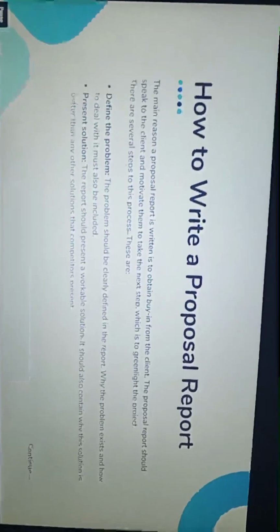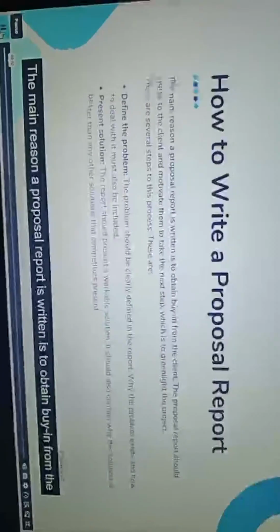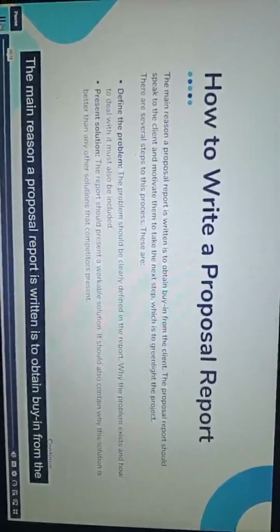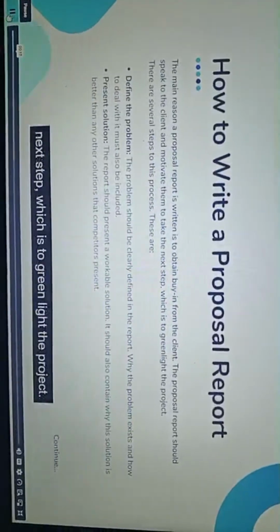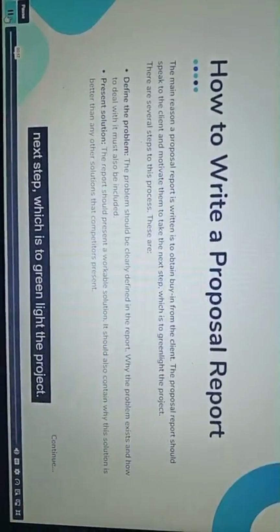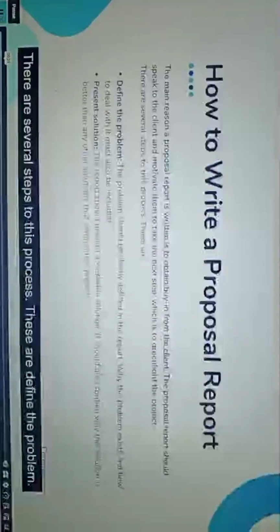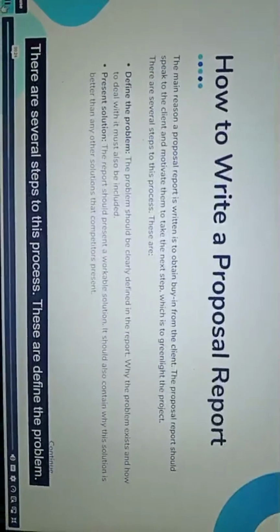How to write a proposal report. The main reason a proposal report is written is to obtain buy-in from the client. The proposal report should speak to the client and motivate them to take the next step, which is to greenlight the project. There are several steps to this process.